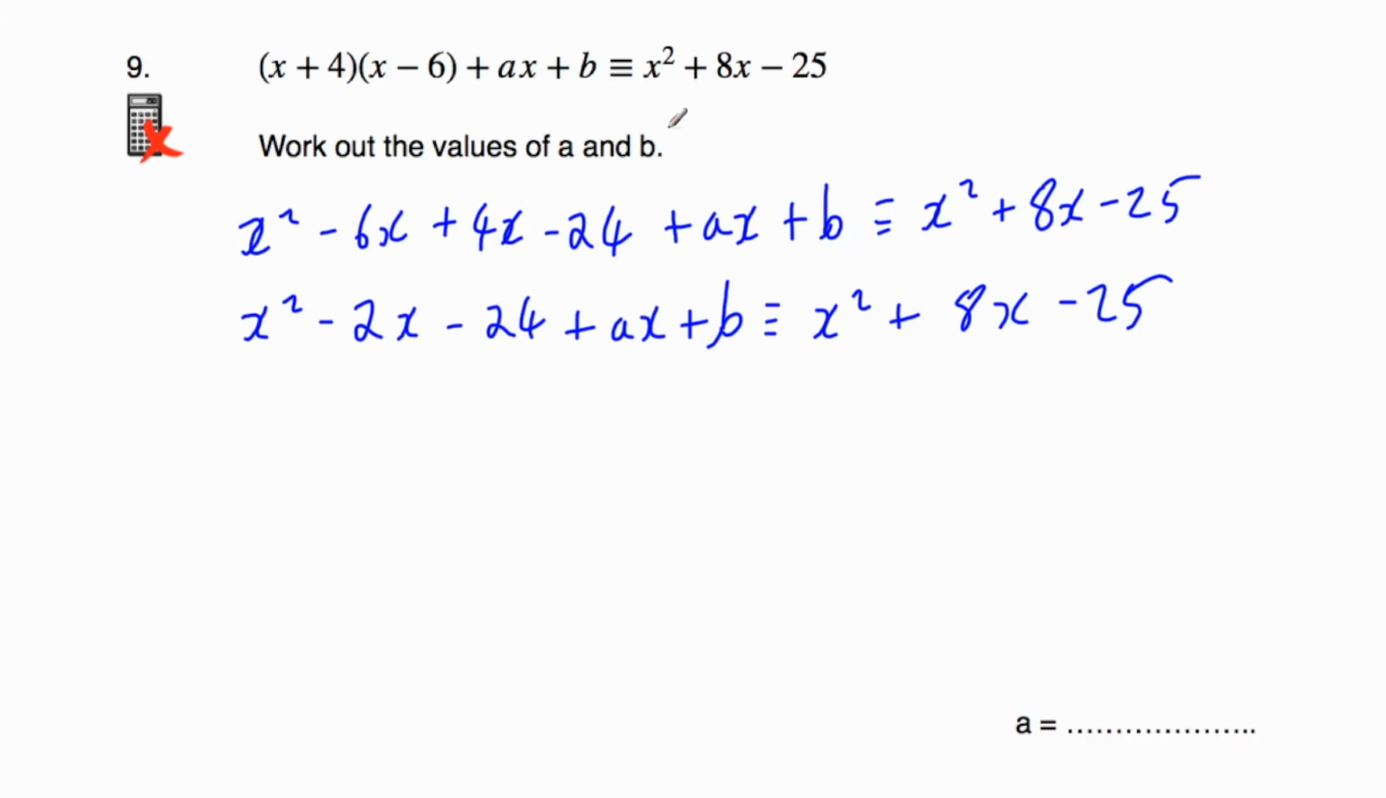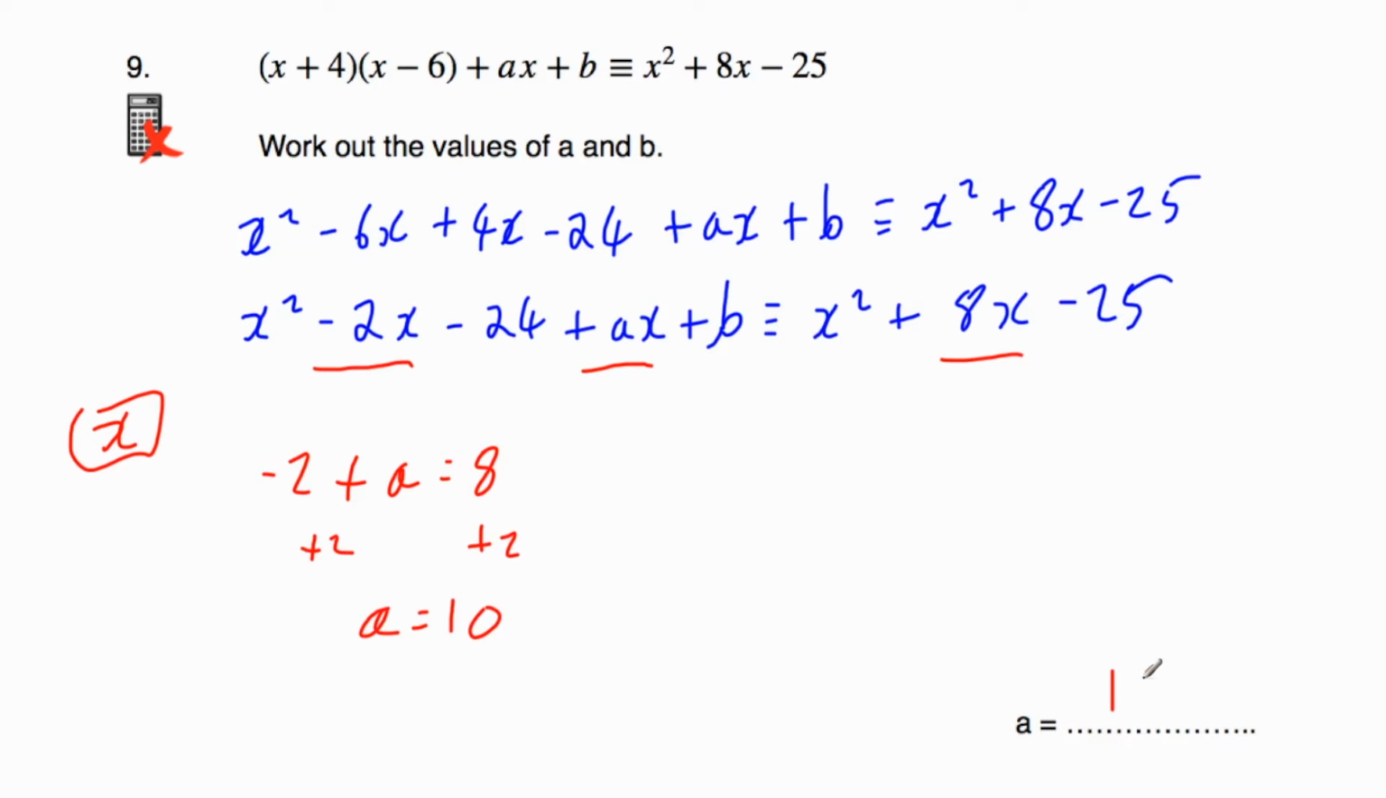So let's start off with our x's. Let's equate our coefficients of x. Our terms involving x on the left-hand side, we've got our minus 2x and our ax. And on the right-hand side, we've got 8x. So let's equate our coefficients. We've got minus 2 plus a is equal to 8. And then if we add 2 to both sides, we get that a is equal to 10. So a is equal to 10.